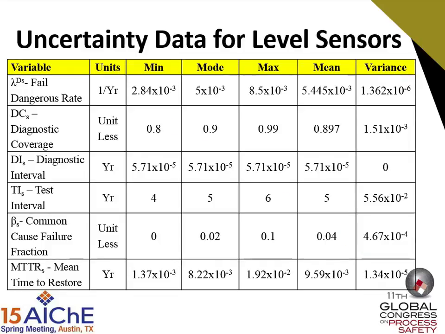Now, here's the kind of stuff that you get when you go into the database. If you look at the failure rate of devices for the level transmitters, the minimum for the ones that we picked is like 2 times 10 to the minus 3. This is the probability of failure on demand of the device. The maximum is 8 times 10 to the minus 3. The mode, the tabulated value, is 5. Since these are pretty close to being the same, then the average, the mean, is 5.4, and we calculate the variance.